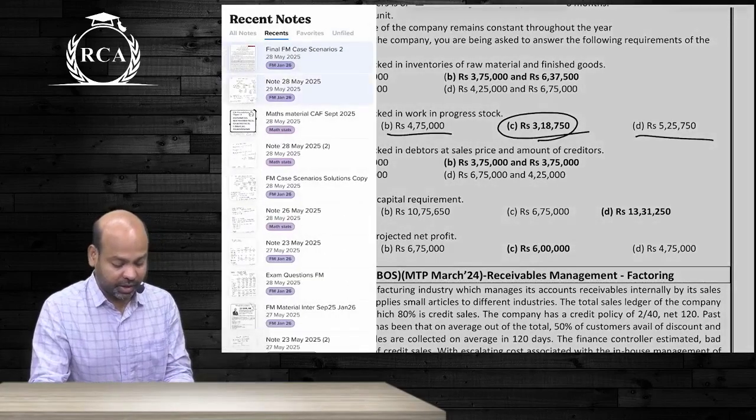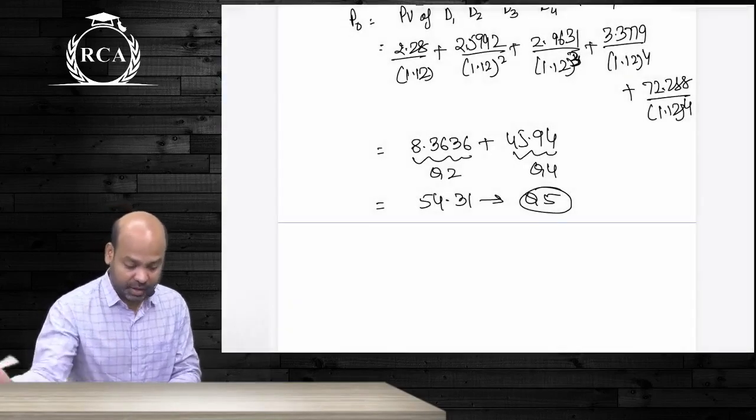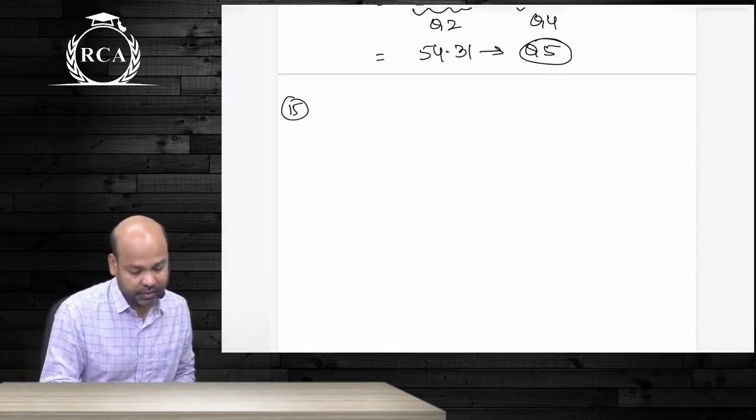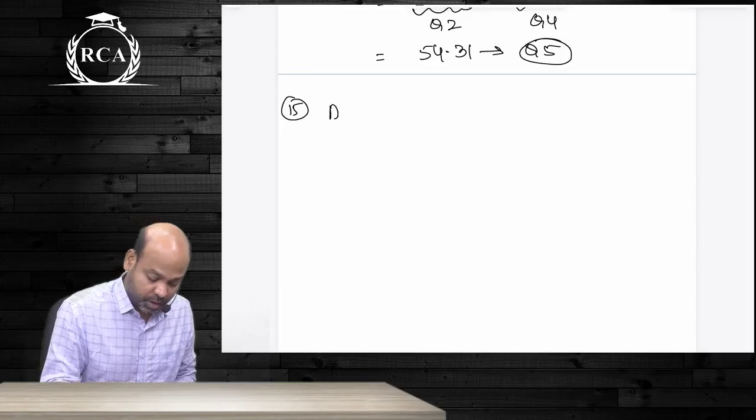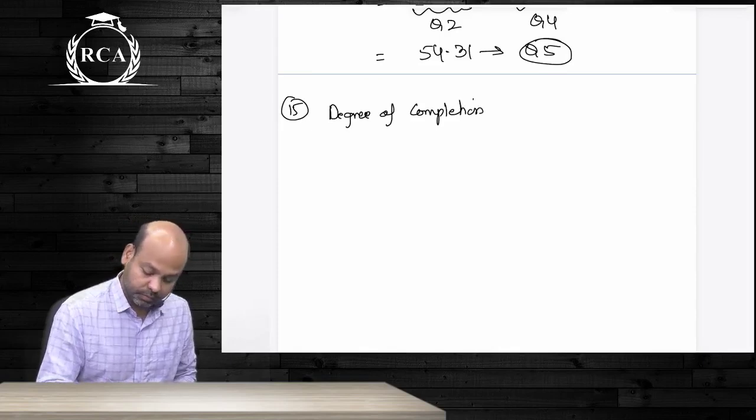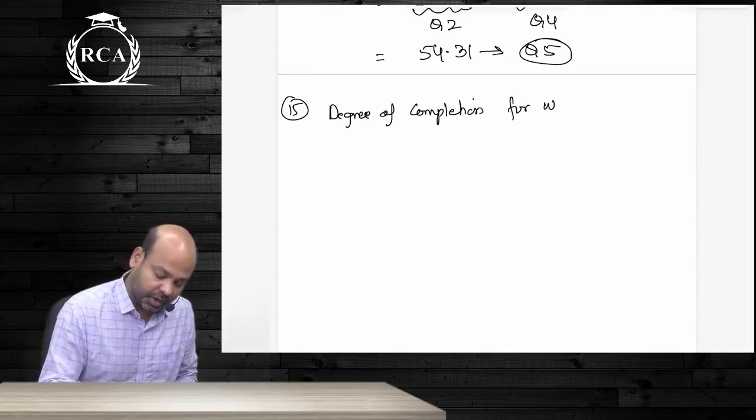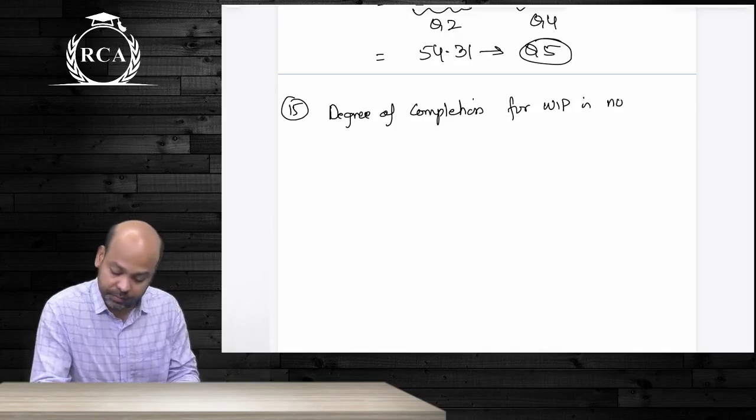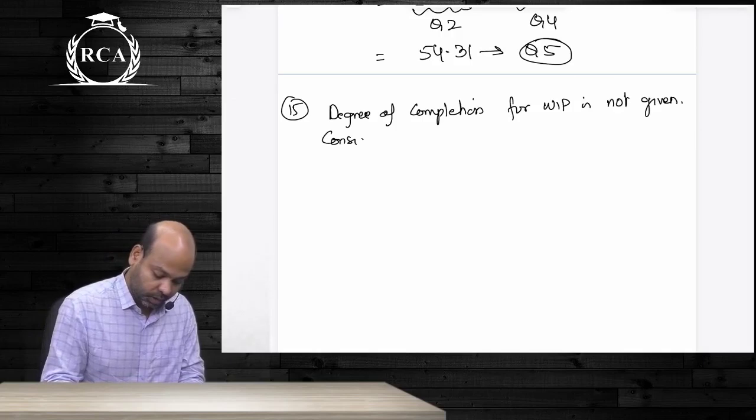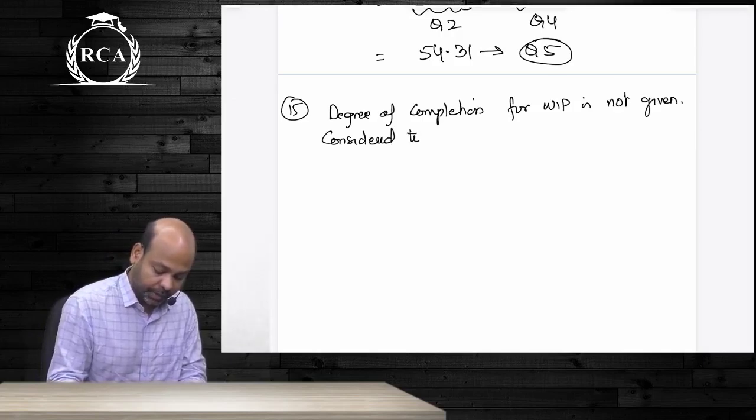Write it directly in the answer. If you want to write it there, write it, or else in the answer, your wish. 15th question. Degree of completion for work in progress not given. Degree of completion for work in progress is not given. Considered to be 100% complete.